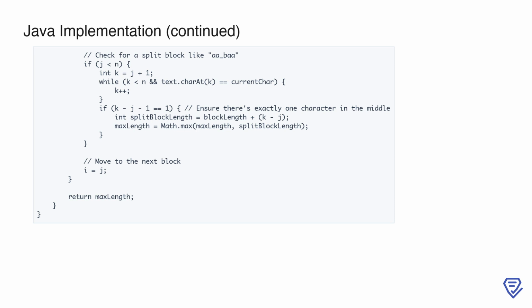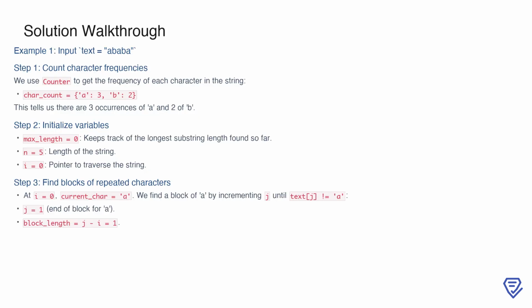After evaluating both the contiguous and split block scenarios, we move the i pointer to the end of the current block, allowing us to proceed to the next block in the string. Finally, after processing all blocks, we return the max length, which represents the length of the longest possible repeated substring after one optimal swap. To solve the problem, we start with an example where the input text is ababa.